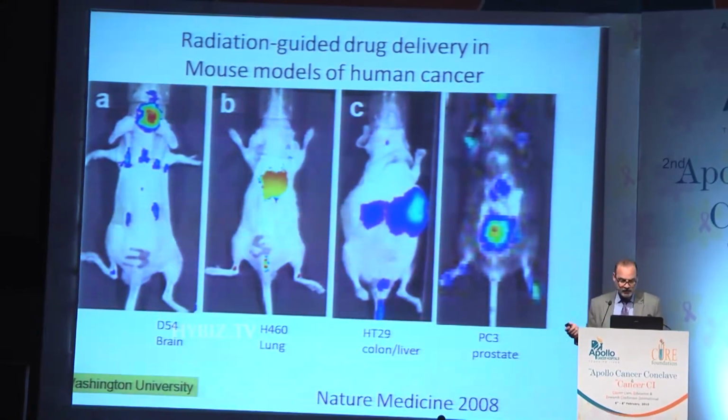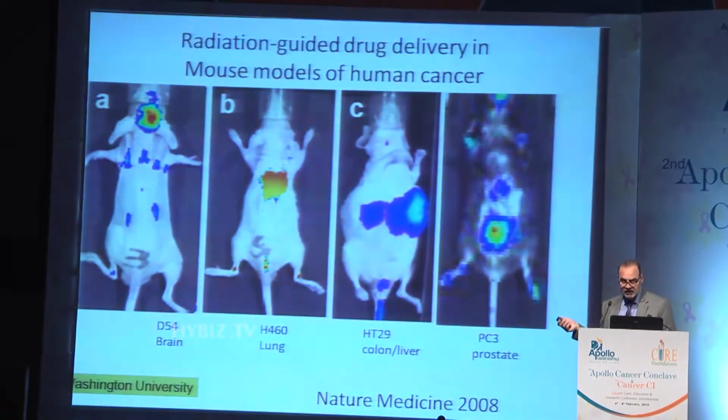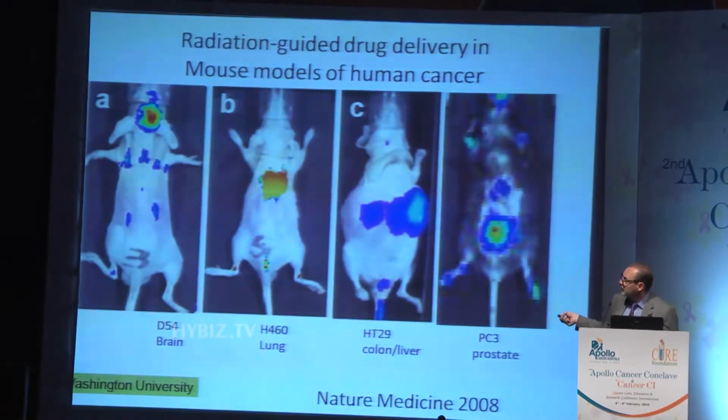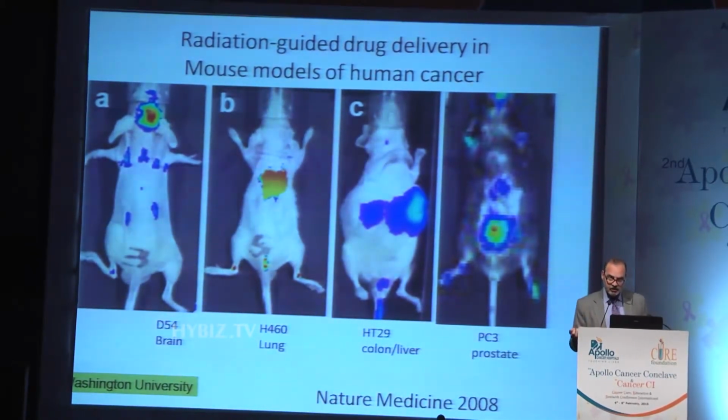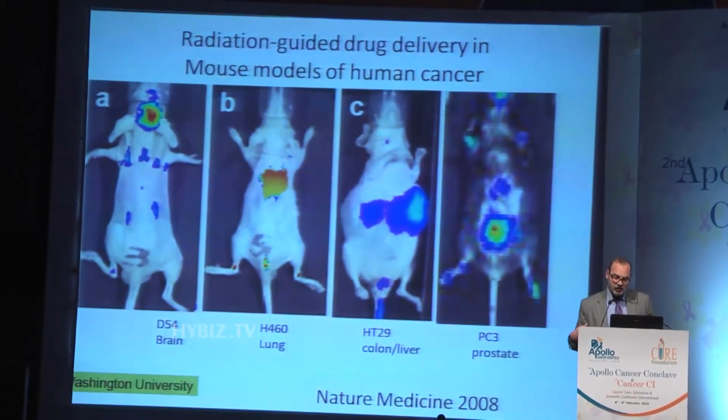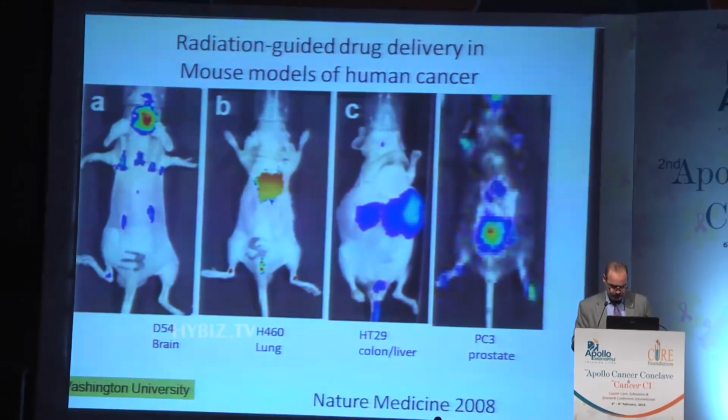So here we have 4 different human cancers in nude mice. So this is a glioblastoma, a lung cancer, a colon carcinoma, and a prostate cancer. We then label the nanoparticles and image the biodistribution over time. And what we find is that we are able to localize the nanoparticles just to the cancer that's treated with radiation without delivery of the drug to other tissues.